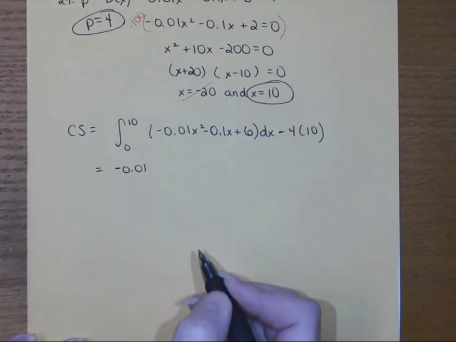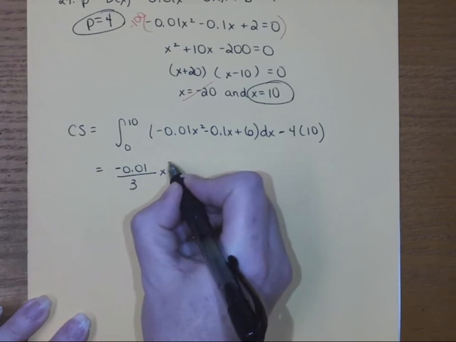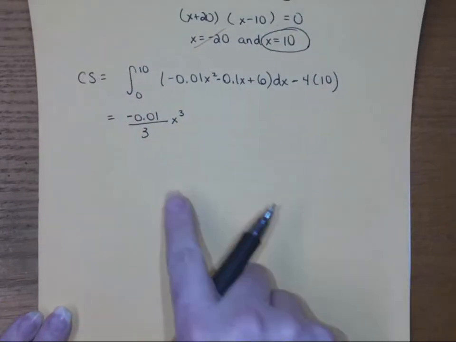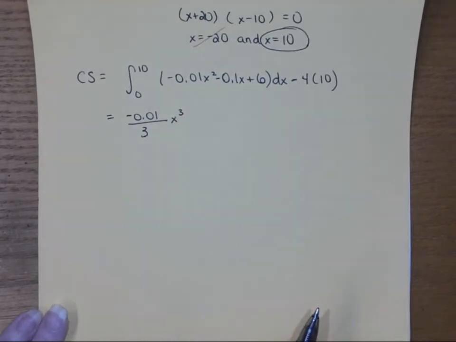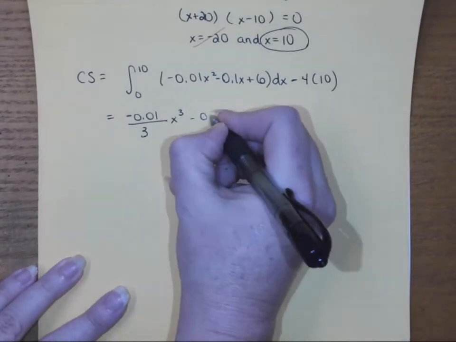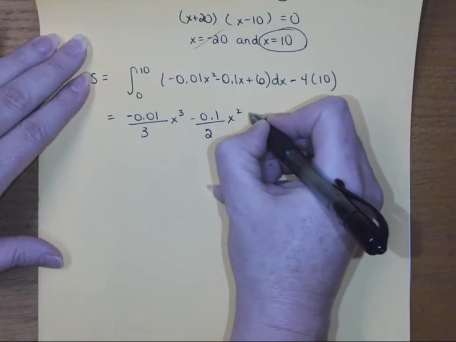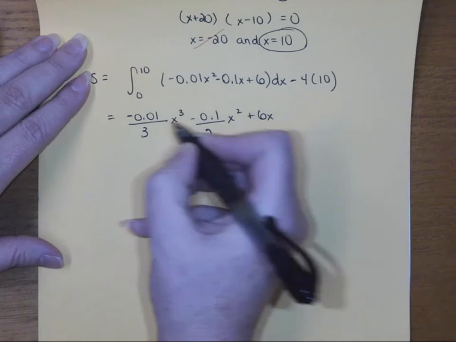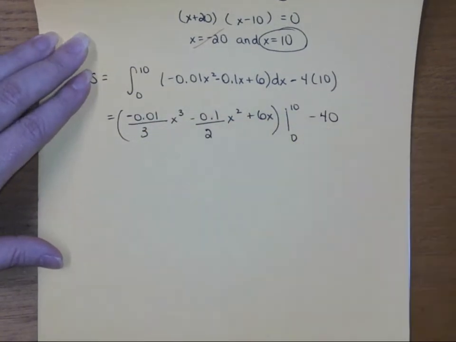All right, so let's make sure we can do this. So pull down the constant, bump the power up by 1, multiply by 1 over the new power. So that's the same as saying this number times 1/3. I'm just combining them together. This is going to be 0.1 over 2 x squared plus 6x evaluated from 0 to 10. And then once we're done, subtract 40 off.